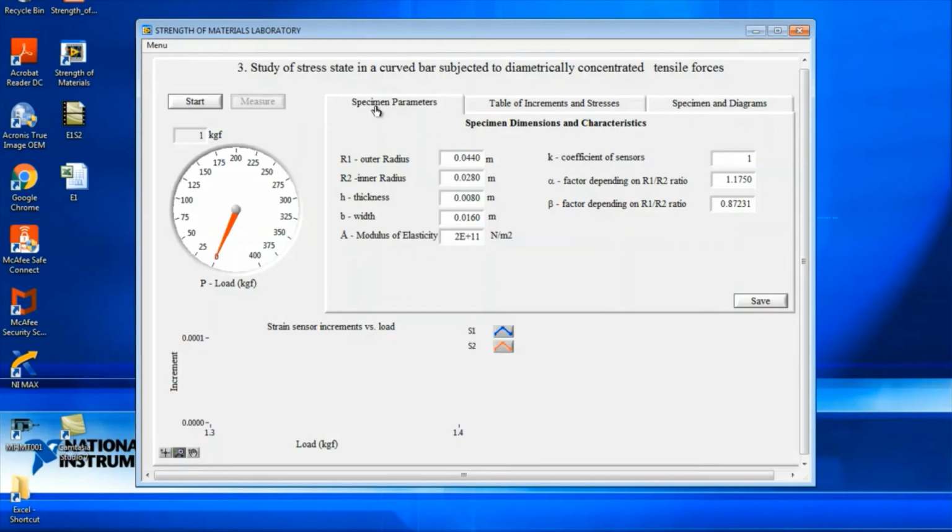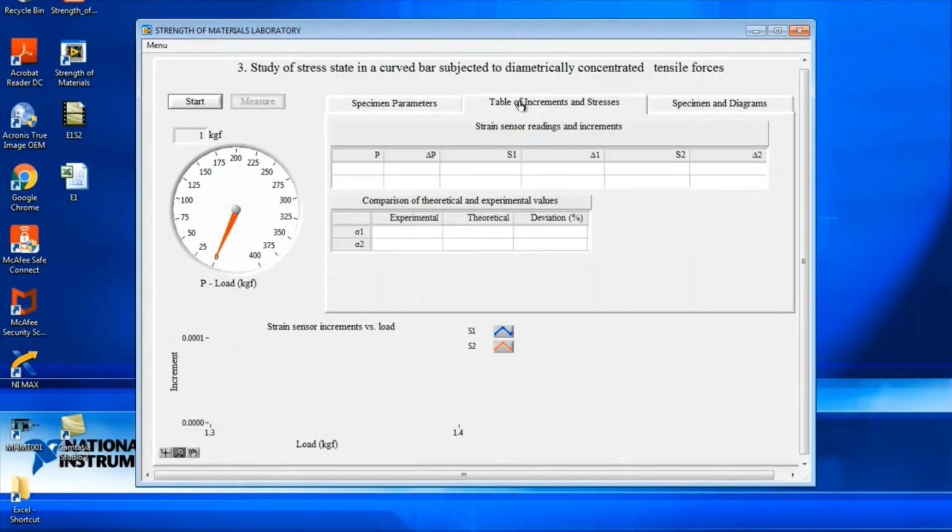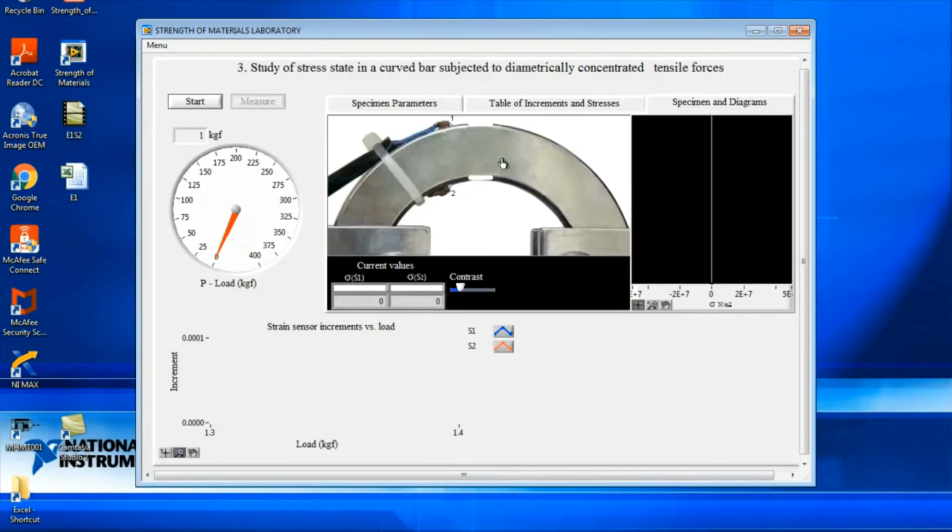Same as before, this tab is for specimen parameters: the inner radius, outer radius, the thickness, width, and coefficient of sensors, the factors of ratio, R1 to R2, everything is detailed. Tab number 2 is for the table of increments and stresses. So when we make any readings, it will be shown in this table. And lastly, the specimen itself and the results or curves and the graphs.